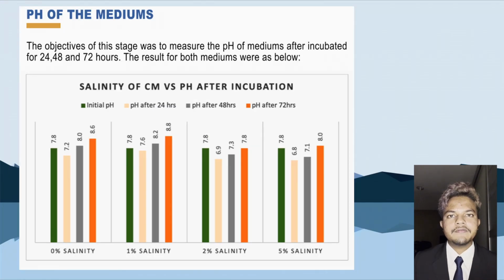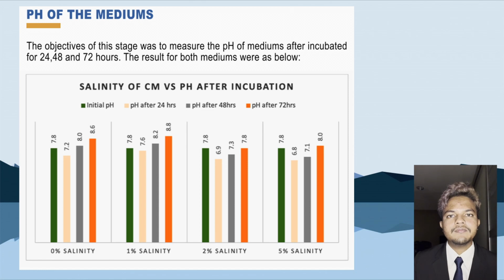When it comes to the pH of the mediums, all of the mediums had an initial pH of 7.8. The commercial medium, when exposed to 5% salinity, becomes slightly acidic with a pH of 6.8 after 24 hours of incubation, but it quickly returned to an alkaline solution with a pH of 8 at the end of the incubation. As demonstrated by the data, all of the mediums became basic or alkaline at the end of the incubation period. This is due to the fact that the commercial medium only contains basic nutrients which allow the microbe to grow but did not allow them to produce acid.